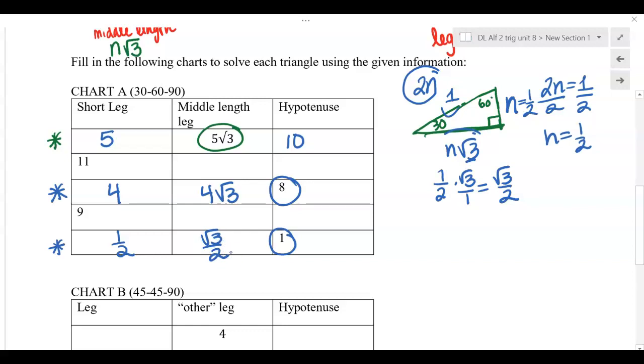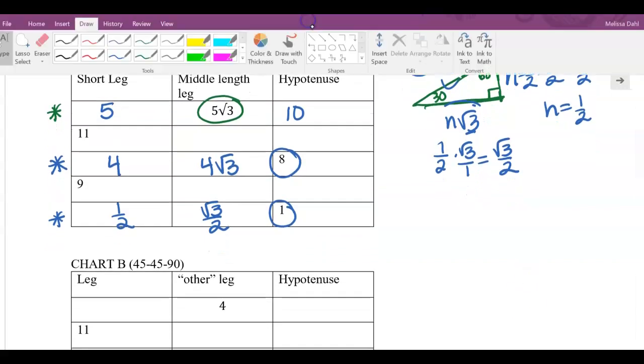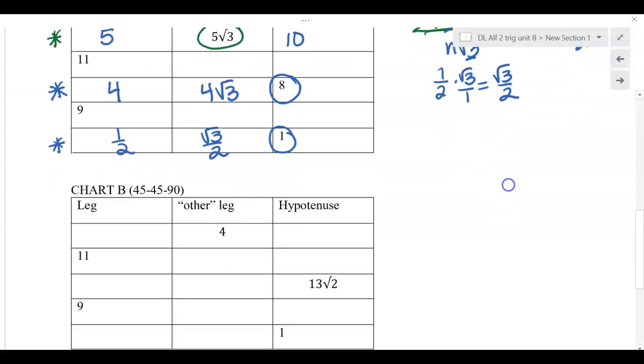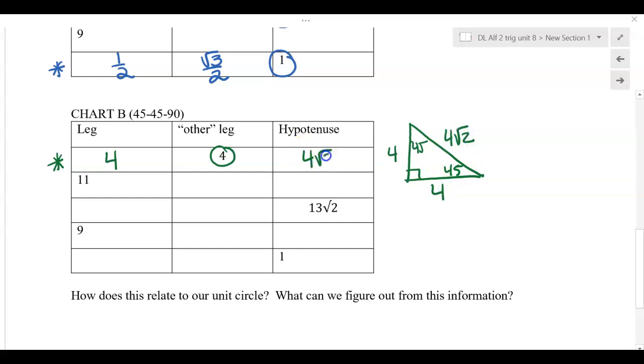And then we're going to look at some of your 45, 45, 90 ones to establish that we remember how to use these patterns correctly. So let's look first at the first one. Any leg they give you, you know the other leg is the same, because remember we're talking about 45, 45, 90s. So if one leg is 4, then the other is 4. And then according to the pattern, the hypotenuse would be 4 rad 2. Okay.